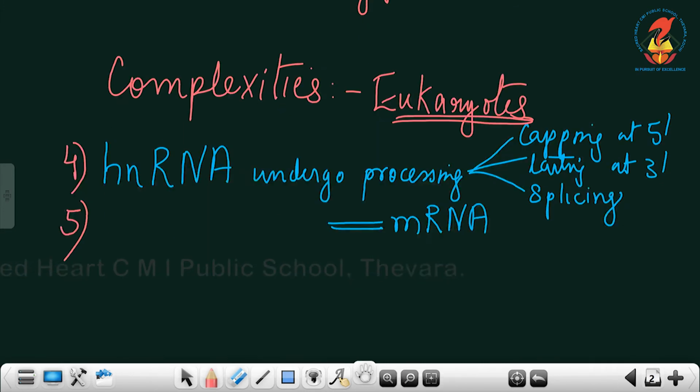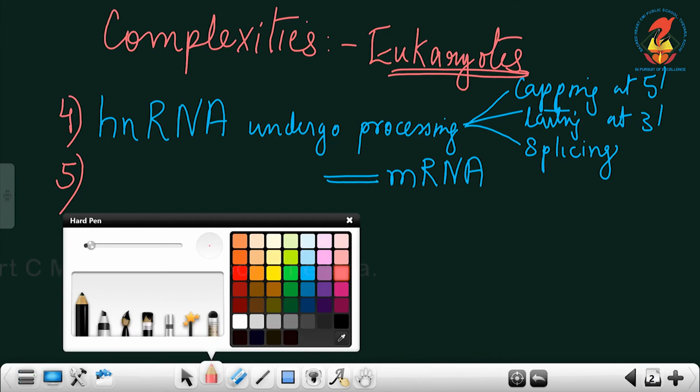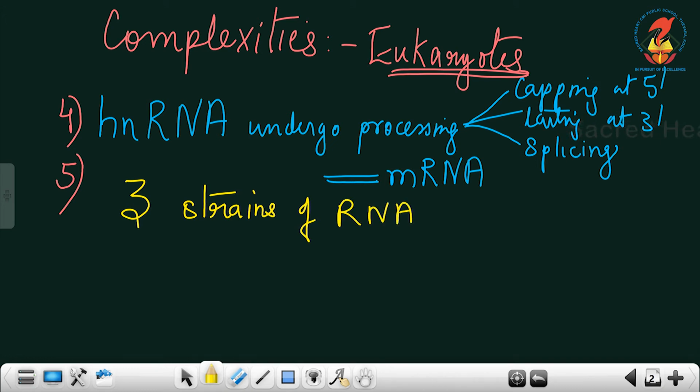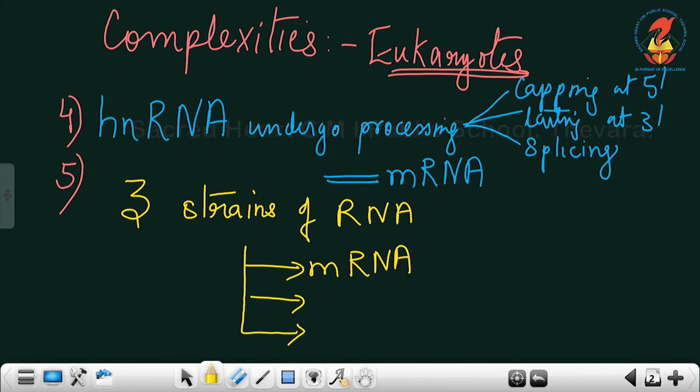The next complexity is with regard to the 3 strains of RNA. Now this you must not have seen in the video, nowhere did you get a clue of the 3 strains. Which are the 3 strains of RNA? We came across mRNA, that is after transcription the product is called the mRNA. It has bases which are read in the form of codons. Then we have the tRNA.